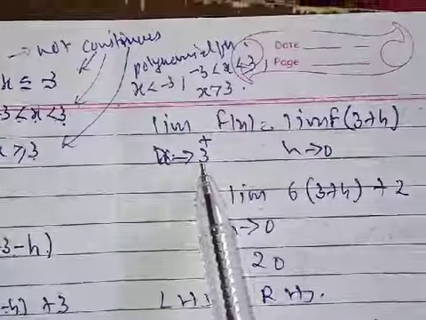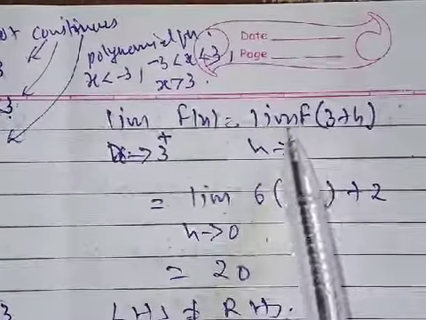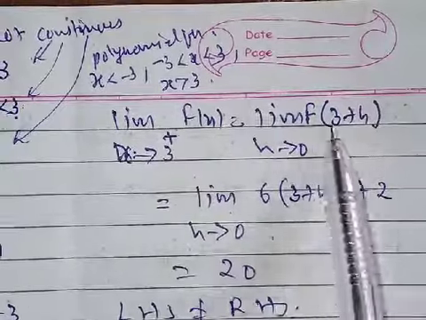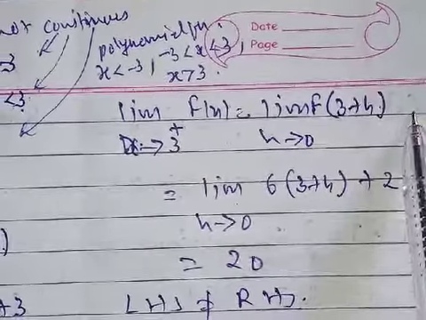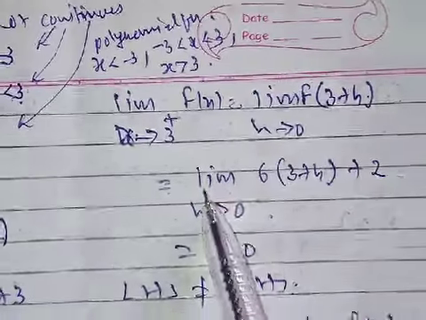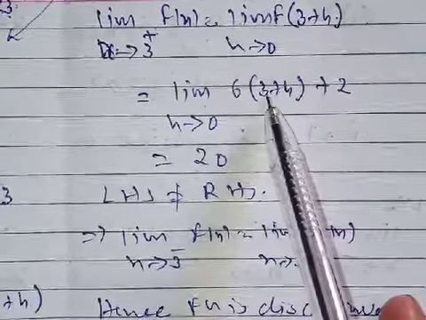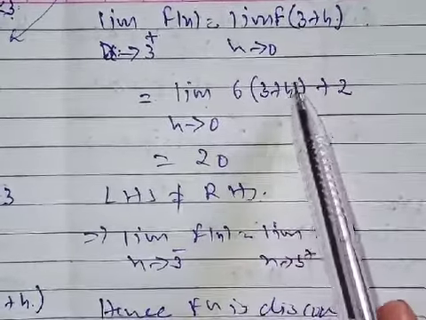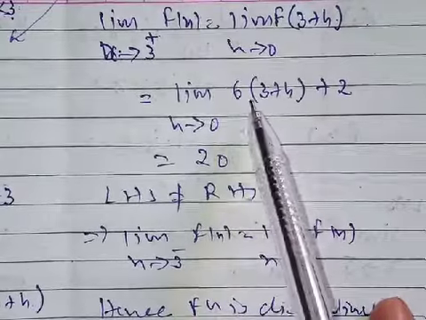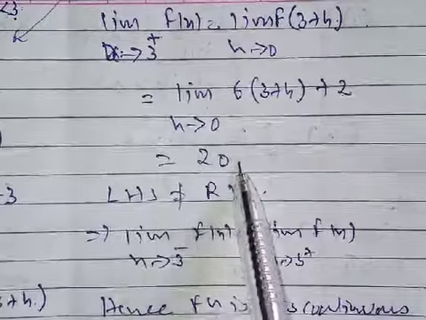Limit x tends to 3 plus f of x is equal to limit h tends to 0 f of 3 plus h. Okay, right hand side of the 3. So what do we get? Limit h tends to 0, 6 in place of x, what will we write? 3 plus h plus 2. When h tends to 0 it will become 0. 3 sixes are 18, 18 plus 2 is 20. So we get 20.